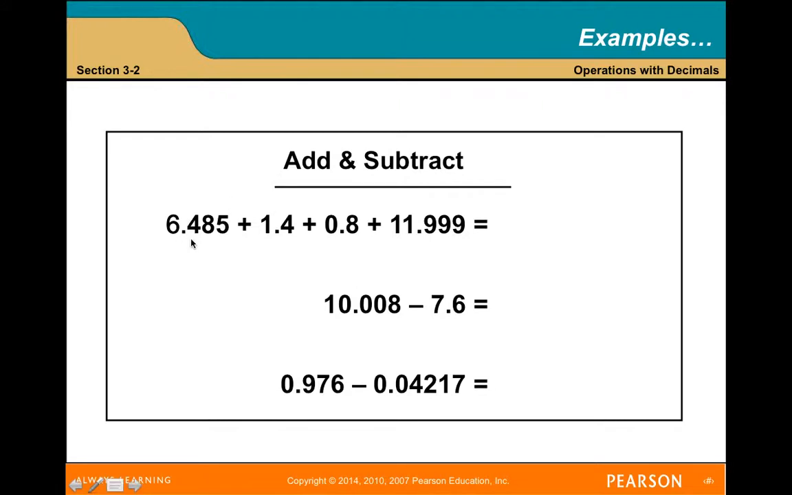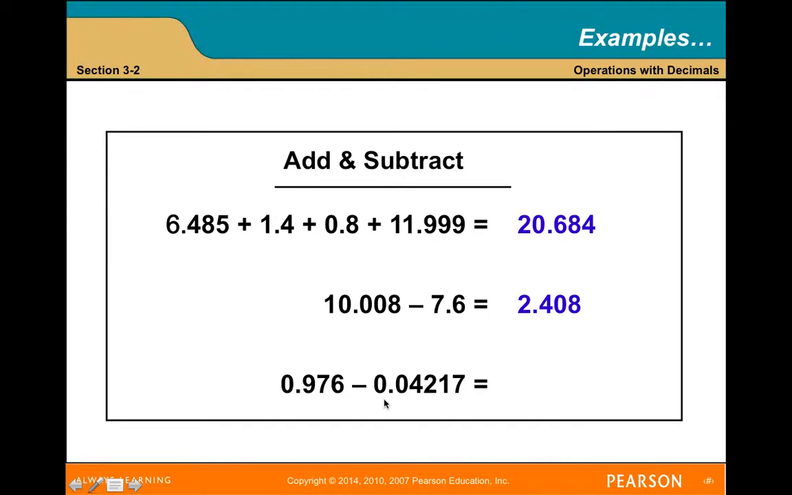We have 6.485 plus 1.4 plus 0.8 plus 11.999. And if you'd like, you can pause the video to do it manually. The answer is 20.684. Next, we have 10.008 minus 7.6. You can pause the video now if you'd like to solve. The answer is 2.408.